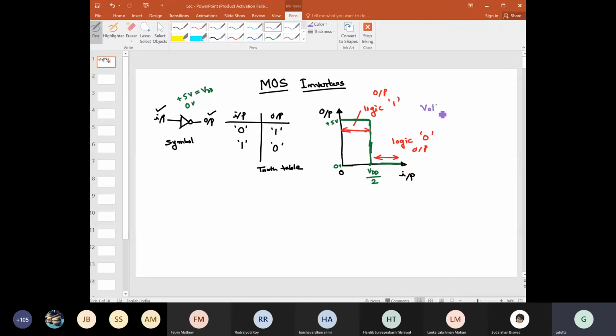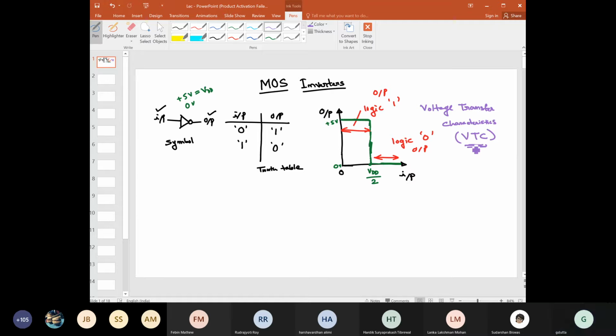You should also remember that we will not use this term again and again, so we call it voltage transfer characteristics. In short, it is called VTC. So we'll be using this notation VTC again and again, right?